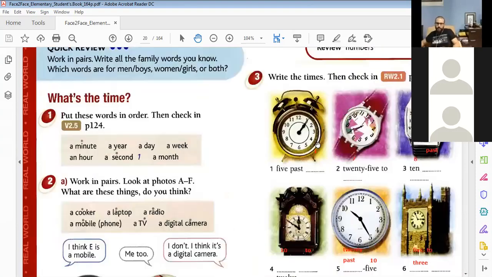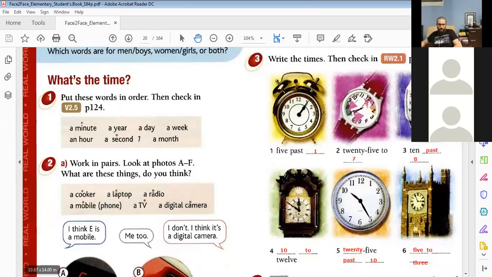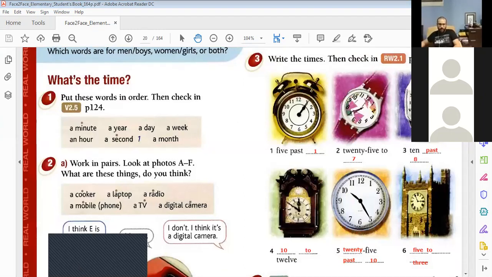Conversation 2. What's the time, please? It's about 2:30. Conversation 3. Excuse me, have you got the time, please? Yes, it's 8:15. Thanks a lot. You're welcome.